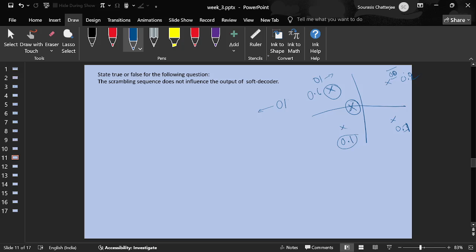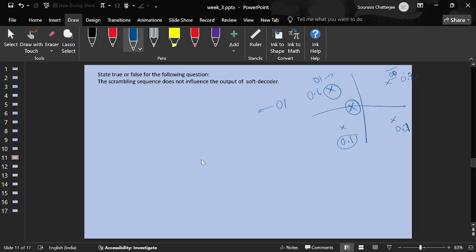I'm not saying it in a bad way or something, but it is not the same thing without scrambling, right? In the absence of the scrambling sequence, maybe something that is fed as 1 is now going to be fed as 0, so that probability changes, so it's going to influence the soft decoder output. I hope this is clear.